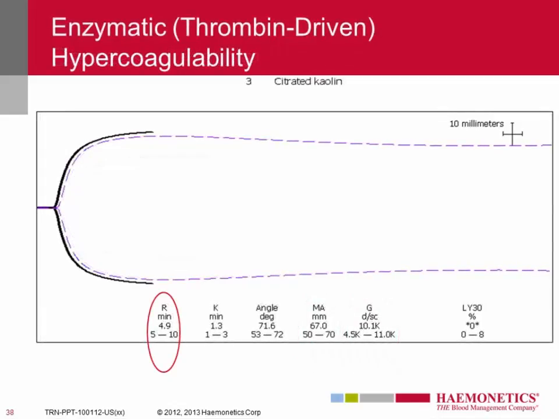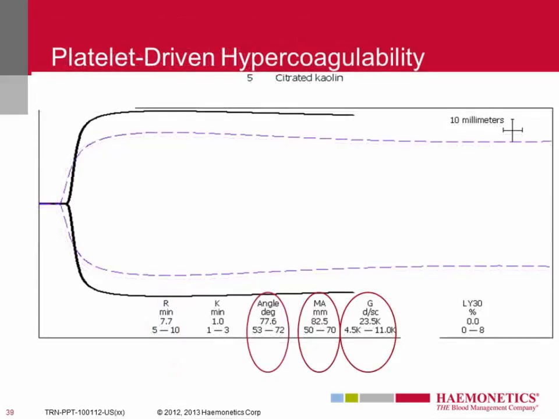This patient has a shorter R time. Now, I'll tell you what, I kind of toss up on this value because the standard deviation is plus or minus 1 on this. So I not necessarily would agree with this. This patient is enzymatically hypercoagulable, and the R tells us it is. All the other values are within a normal range. This was a chemo patient. I wouldn't treat that R.